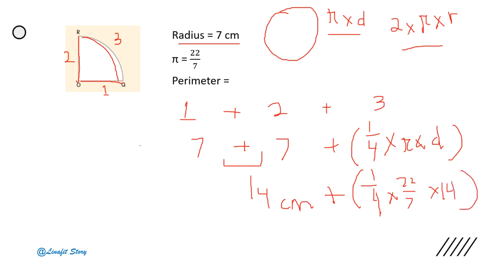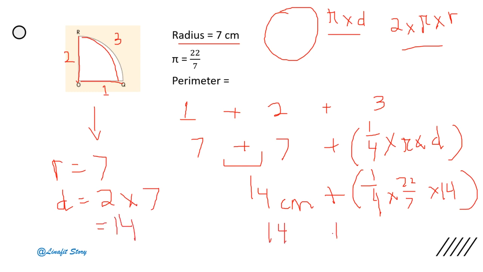Why 14? Because the radius is 7 cm. The diameter is 2 times 7 equals 14 cm. So 14 cm plus 11 cm equals 25 cm.